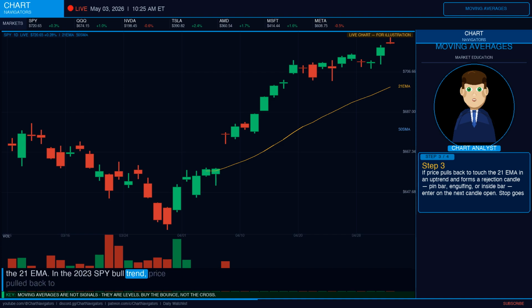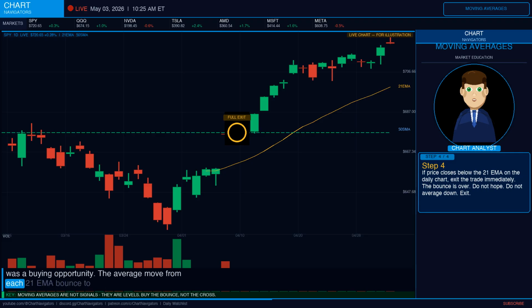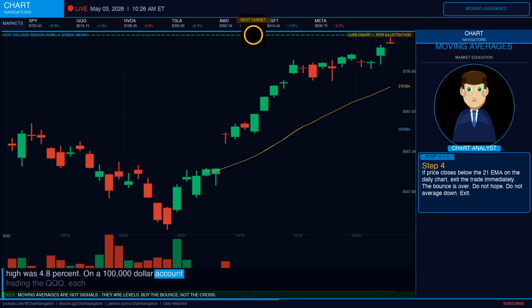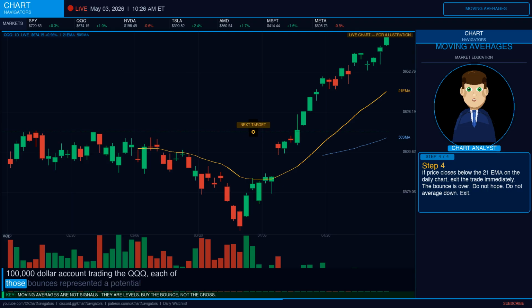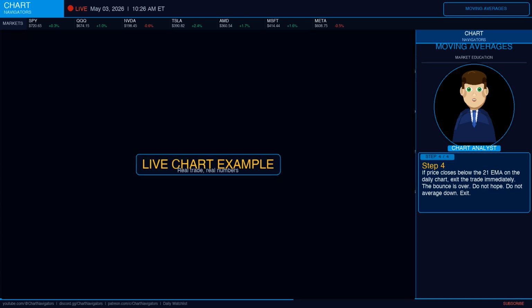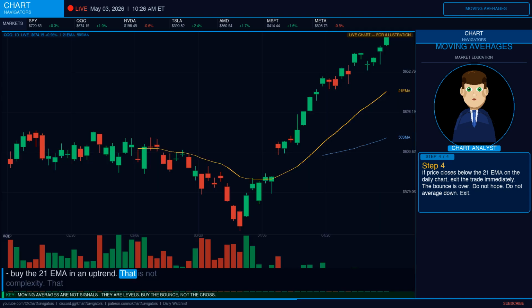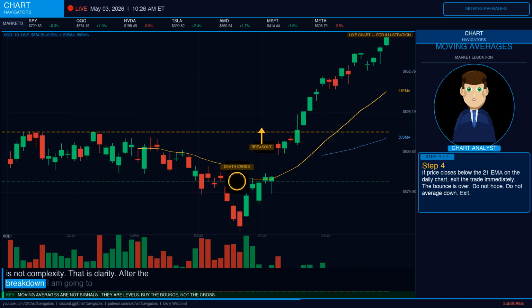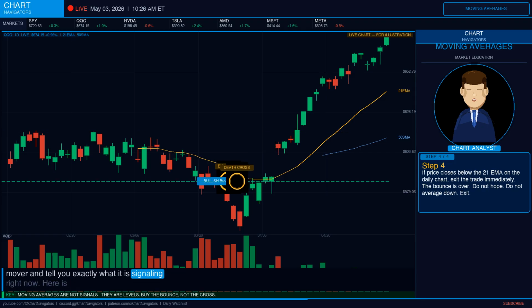Here is a number that should change how you think about the 21 EMA. In the 2023 SPY bull trend, price pulled back to and bounced off the 21 EMA 11 separate times. Each of those bounces was a buying opportunity. The average move from each 21 EMA bounce to the next swing high was 4.8%. On a $100,000 account trading the QQQ, each of those bounces represented a potential $4,800 gain. 11 bounces. One simple rule by the 21 EMA in an uptrend. That is not complexity. That is clarity. After the breakdown, I am going to check the moving average stack on today's top mover and tell you exactly what it is signaling right now.